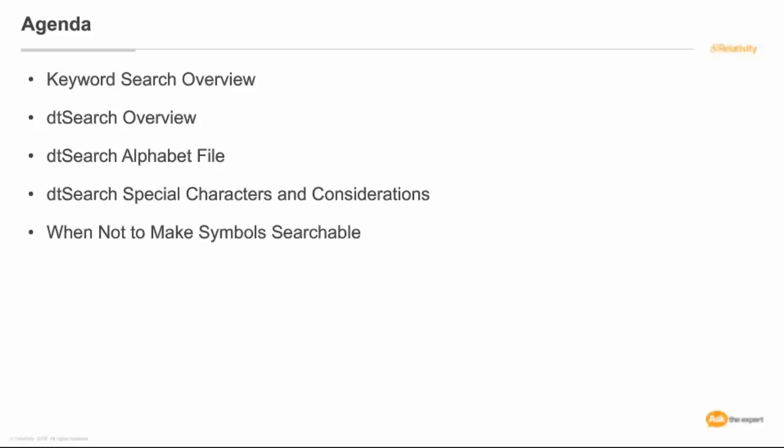We're going to start with just an overview of it. Then we'll talk about the alphabet file, what each of these sections mean and how you can edit that. We'll talk about the special characters and different considerations with those special characters. And then finally, we'll touch on when you want to make certain symbols searchable and when not to.